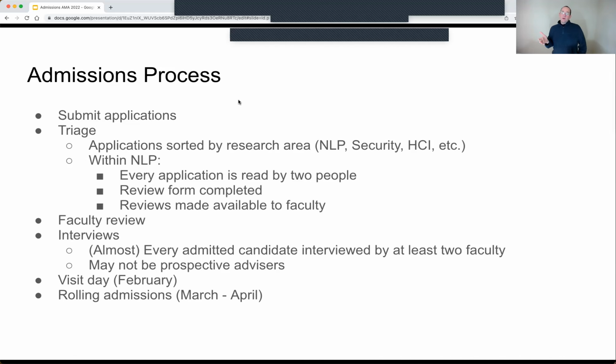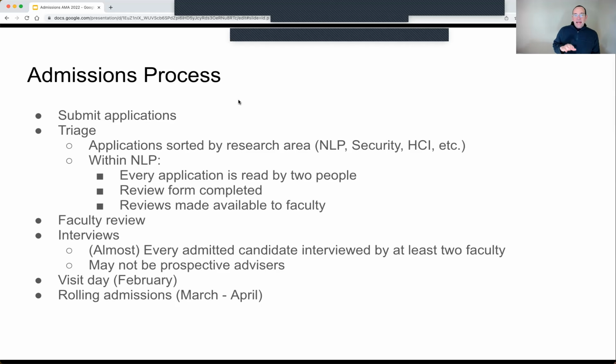If you get an interview, it is not going to be unusual for you to get an interview from someone who is not a good fit for you in terms of an advisor, but that's fine because we all work together to share feedback on candidates. Based on those interviews, we make decisions for who attends our visit day.